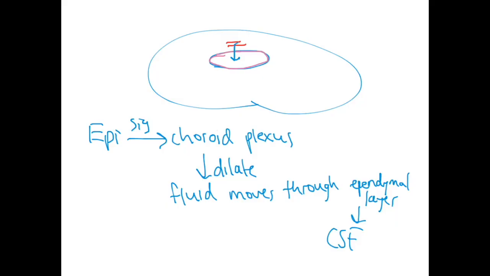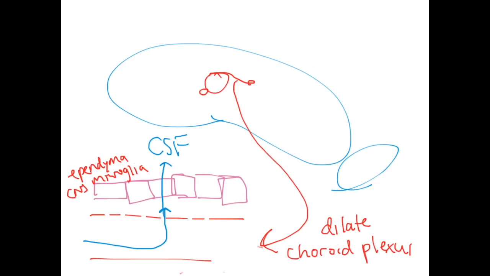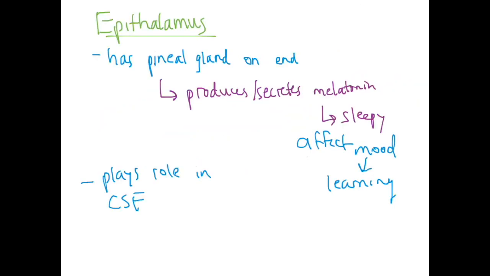And then it can move through those interventricular foramen to get down to the third ventricle, can move through the cerebral aqueduct to get into the fourth ventricle, and then move through those median and lateral apertures to get around the brain. Okay, sweet. So that's the epithalamus. Big thing is playing that role in cerebrospinal fluid, CSF, and then talking about this pineal gland.